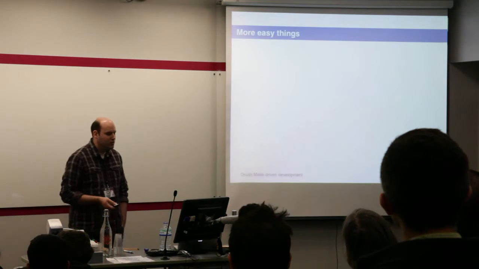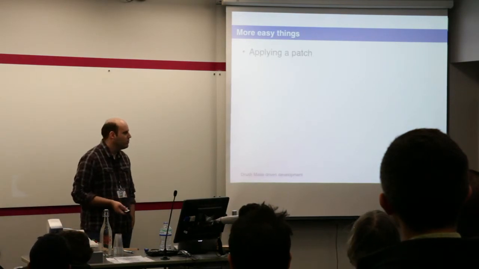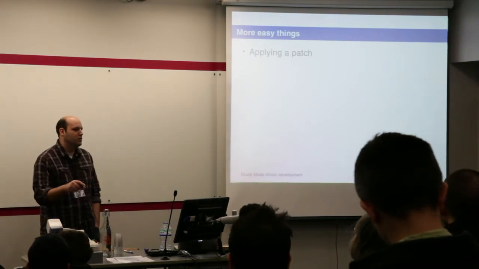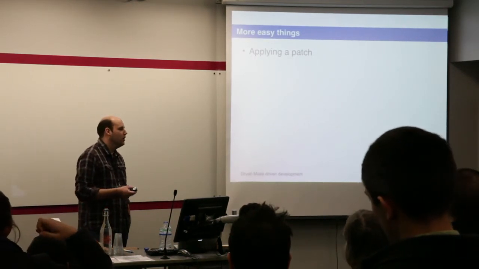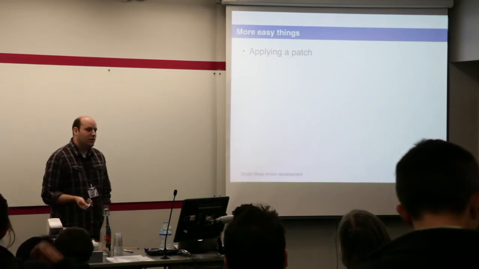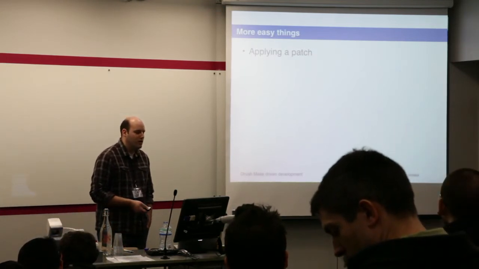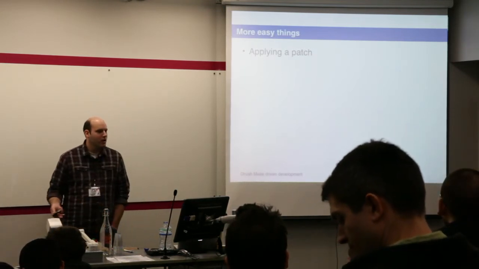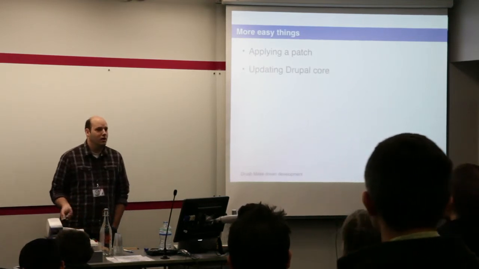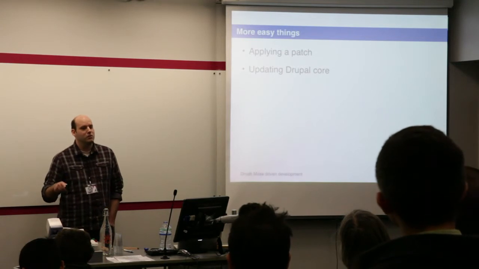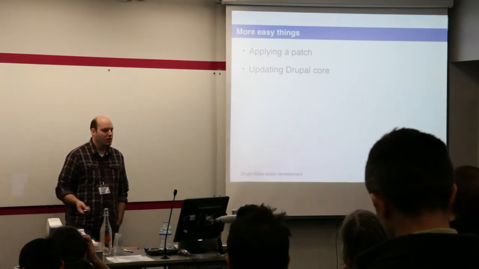Some other easy things that you can do: applying a patch, as I showed, is just specifying a file in the make file, and then it applies it for you, and it will tell you whether it's succeeded or failed. And obviously, that keeps a record of running that patch. So you have a manifest, you can't not have a record of it. Updating Drupal core is trivial. In the stub make file, you just change 7.20 to 7.21. Done.